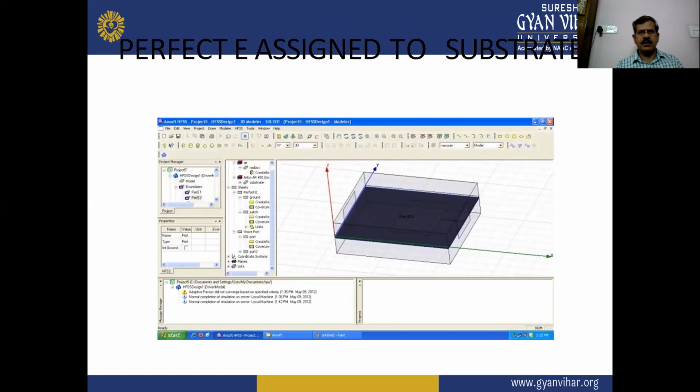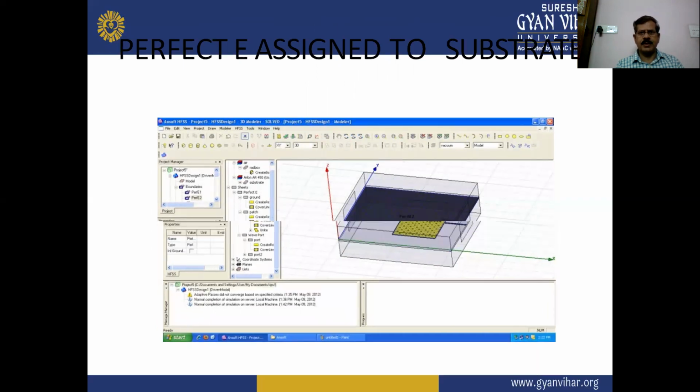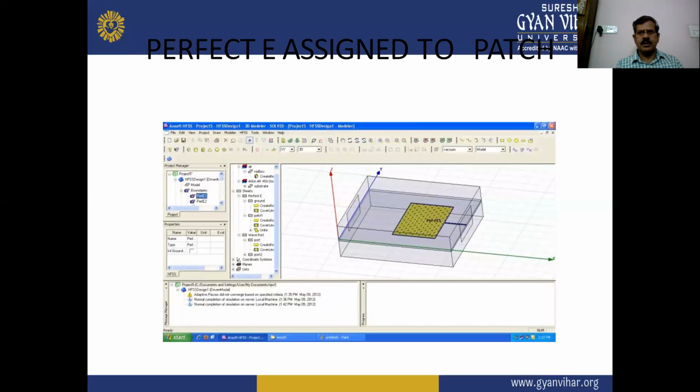And this is the effect assigned to the substrate of the microstrip patch antenna, and this is the effect assigned to the patch. So all these are performed by the HFSS software.